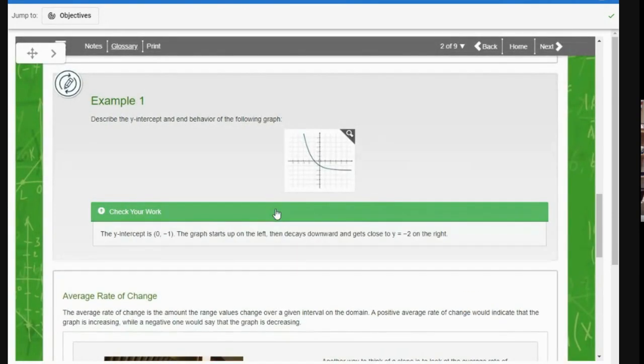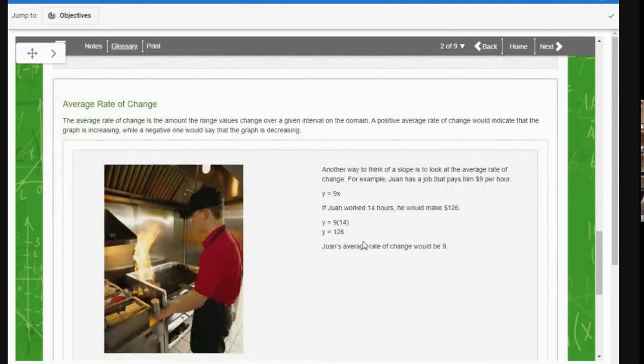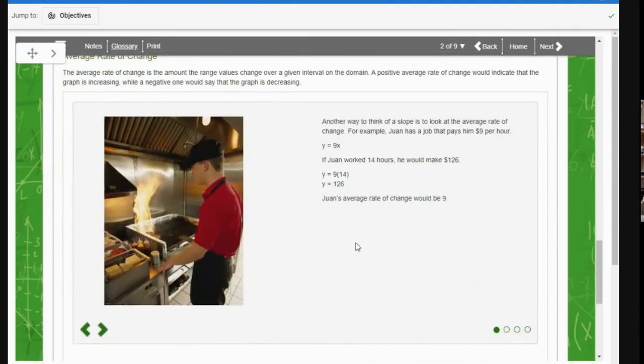Let's see what they say. Y-intercept is (0, -1). The graph starts up on the left and decays downward close to -2 on the right. So basically, if you said something similar to that when asked to describe the end behavior, you'd be in good shape.